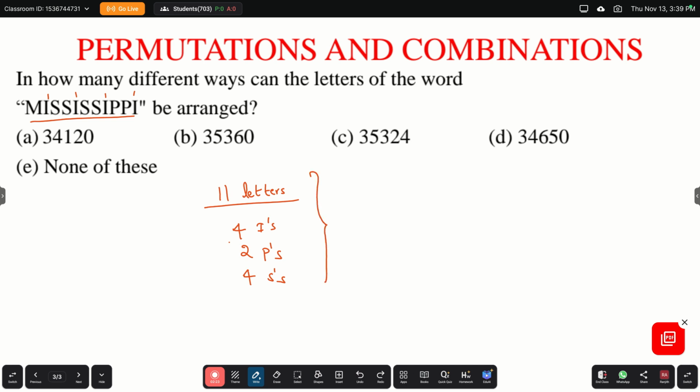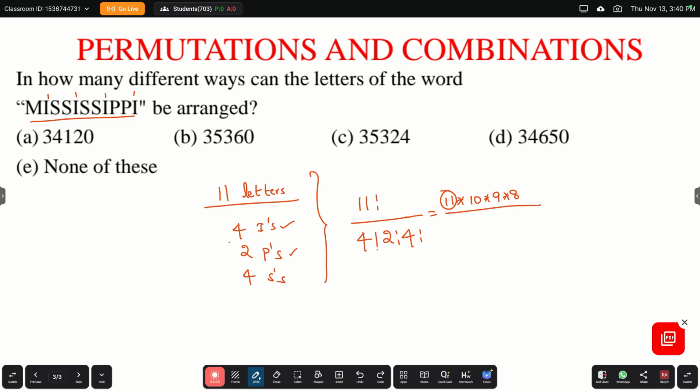11 letters be arranged by 11 factorial. 4 I's be arranged by 4 factorial. 2 P's are arranged by 2 factorial. 4 S's be arranged by 4 factorial. Then the final answer will be, no need to multiply, no need to cancel anything. So 11 factorial can be written as 11 into 10 into 9 into 8. So the answer should be 11 multiplication.